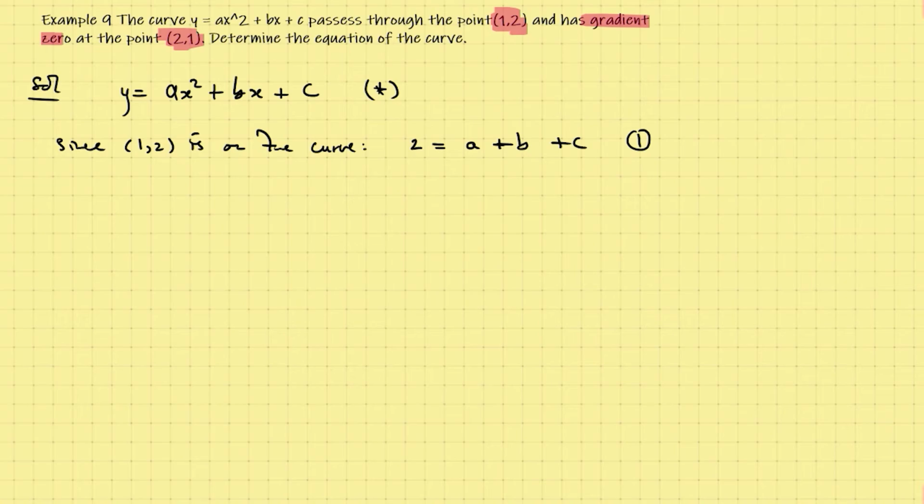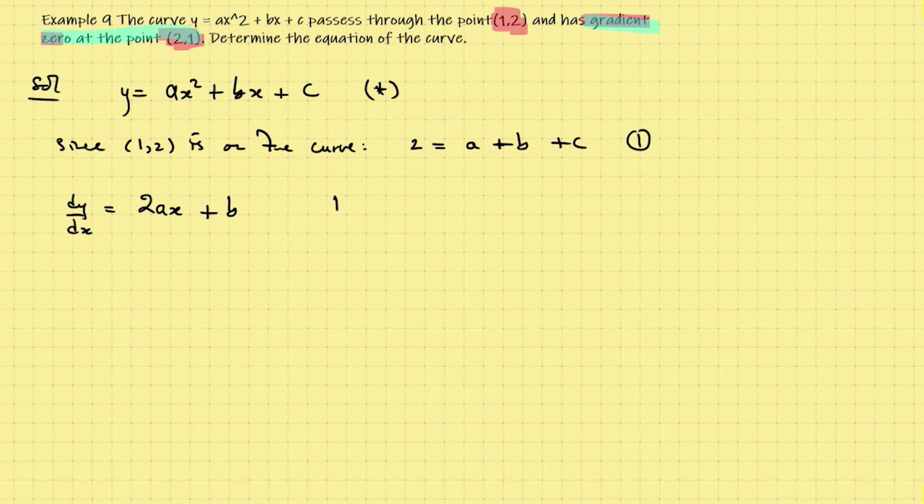The second thing I'm actually told is the gradient is 0, right? So I'll maybe highlight it again in a slightly different color, that the gradient is 0 at the point (2, 1). So I work out the gradient, so I differentiate my starred equation. When I differentiate that, the first term is going to give me 2ax, the second term is going to give me b, and the third term is of course going to be 0. So that's the general gradient that I've now worked out.